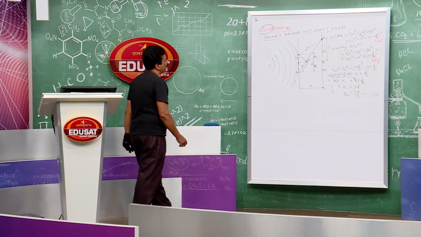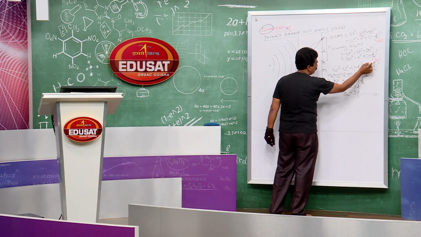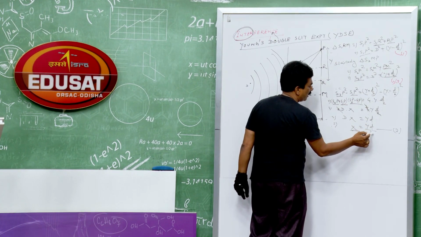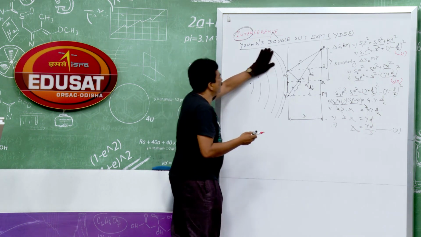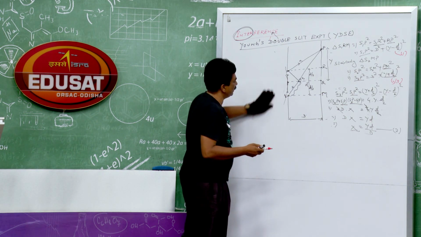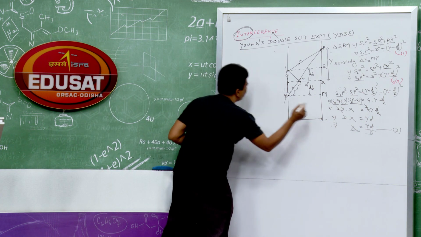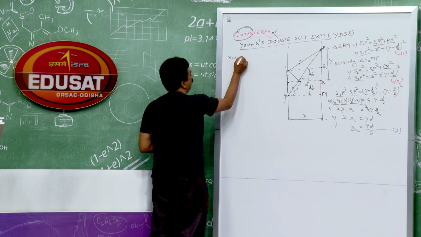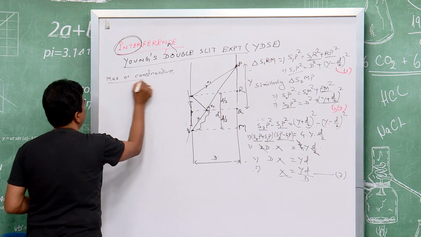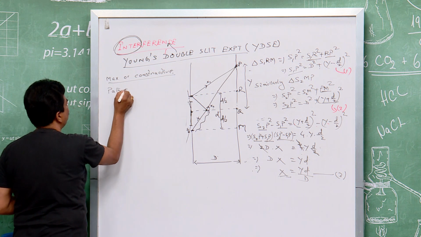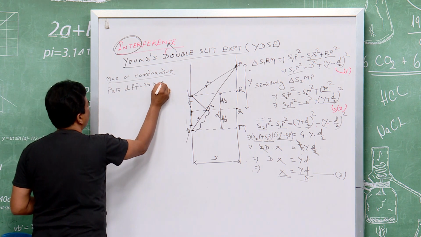As we have derived the three equations, one is S1P square, equation 1, for S2P square, that is equation 2, and x is equal to y small d by capital D. So this x is the path difference. As we have seen earlier, depending upon the path difference, that will provide the maximum and the minimum. And this x, the path difference for the maximum or constructive interference, for the constructive, the path difference is equal to even multiples of the wavelength.